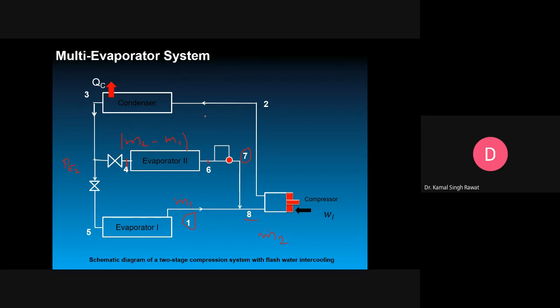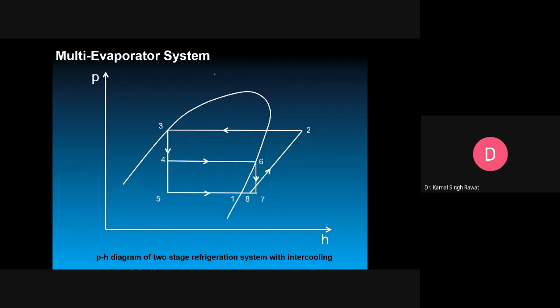So this is the schematic diagram. Let's first see the pH diagram of this multi-evaporator system. Then we will discuss this schematic diagram again. So this is the pH diagram of this multi-evaporator system. 8 to 2 is isentropic compression, and at point 2 we have superheated vapor at condenser pressure. This superheated vapor cools down in the condenser by rejecting its heat to the environment, and at point 3 we have saturated liquid.